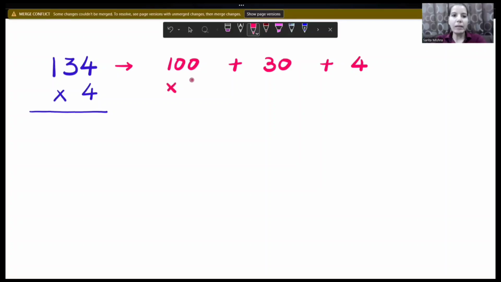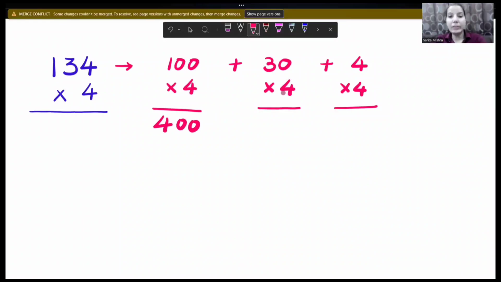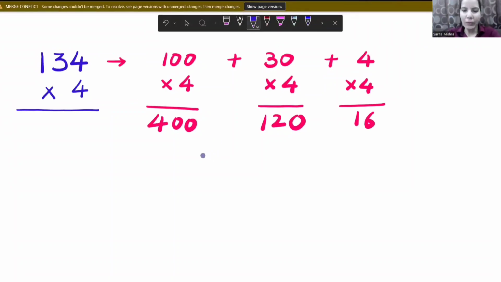Now we will simply multiply each of these numbers with 4. Let's see what answers we are getting here. If I multiply 100 times 4, I'm getting 400. If I multiply 30 times 4, I'm getting 120. And if I multiply 4 times 4, I'm getting 16. Now, this 120 can be broken down as 100 and 20, and the 16 can be broken down as 10 and 6.